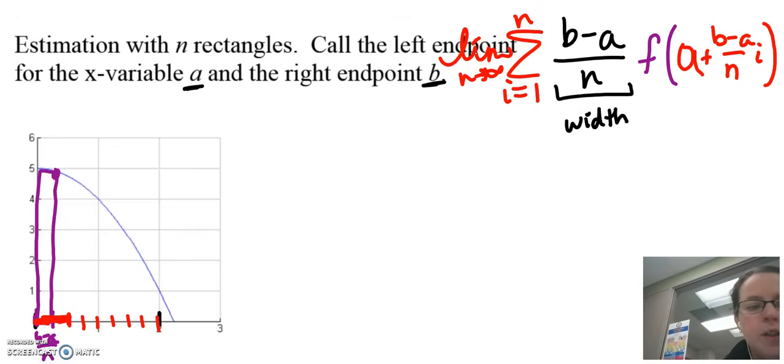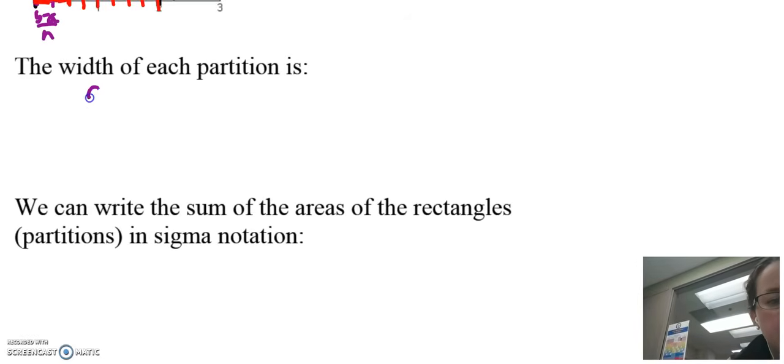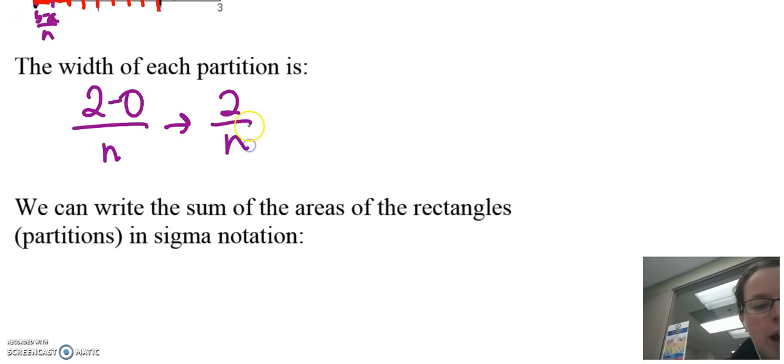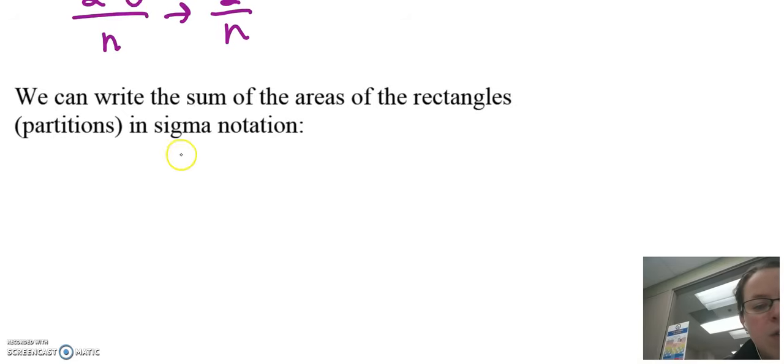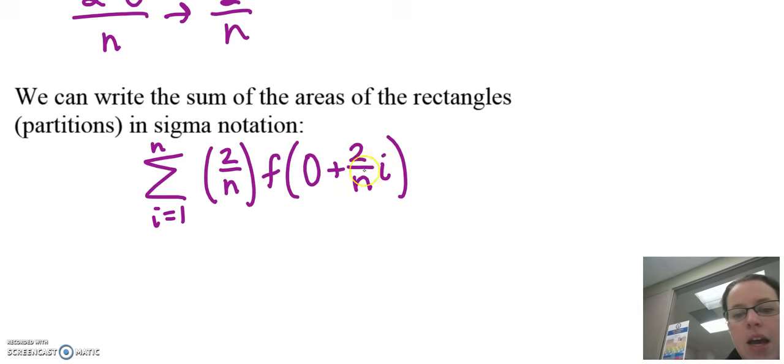So using this for ours, the width of each of our partitions is going to be 2 minus 0 over n, which is 2 over n. So the sum of the areas is going to be the width of each rectangle times the height of each rectangle. Well, we're starting at 0 on the left, and we're going to add to it 1 rectangle, then 2 rectangles, then 3 rectangles, then 4 rectangles, and 5 rectangles, and 6 rectangles, etc., and get the heights by plugging into our function.